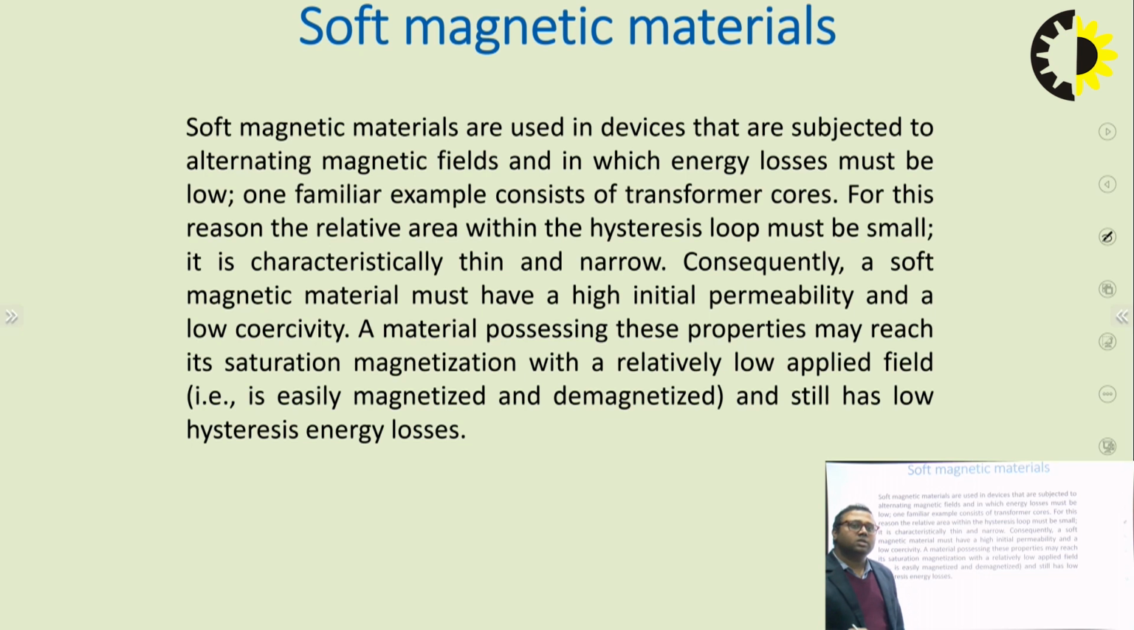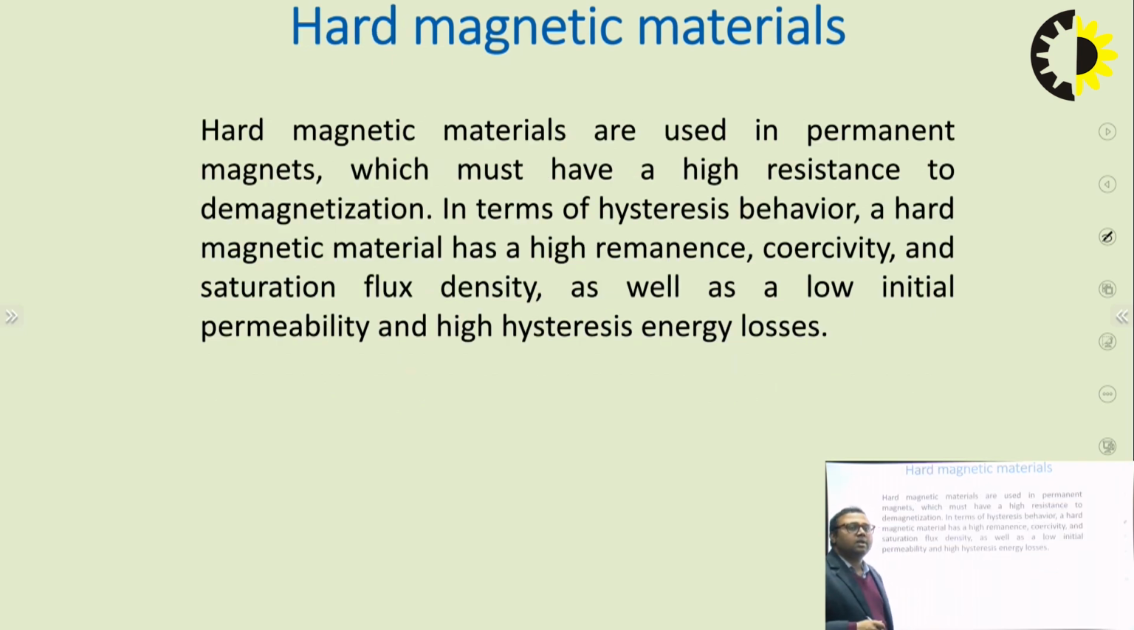A material possessing these properties may reach its saturation magnetization with a relatively low applied field. That is, it is easily magnetized and demagnetized and still has low hysteresis energy losses due to the lower area inside the hysteresis curve. Another type of magnetic material is the hard magnetic material.